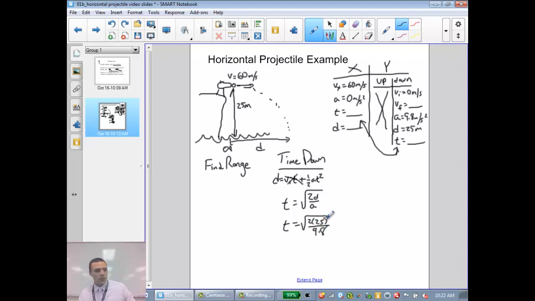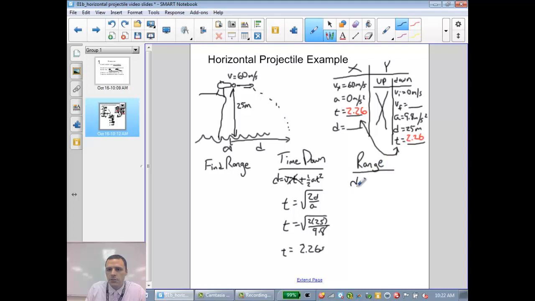And get out my calculator. So let's see, 2 times 25 divided by 9.8. Square root that. I get 2.26 seconds if I'm doing a little bit of rounding. And once I have that time, that actually can transfer over to my x time as well, because the time it takes to fall is the time it takes to travel the x distance. So now, what we can do is find what we call the range.